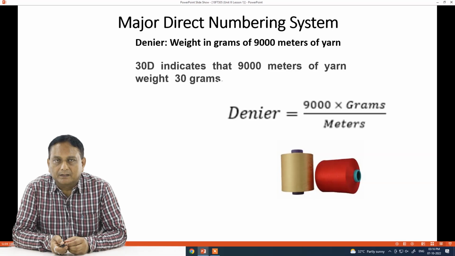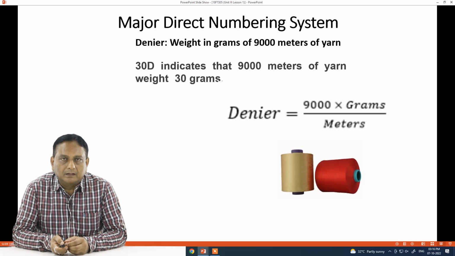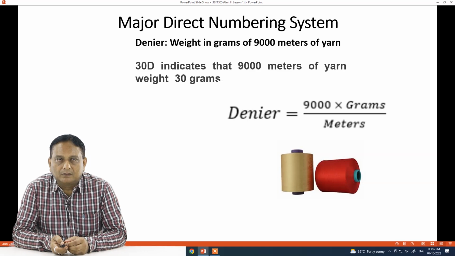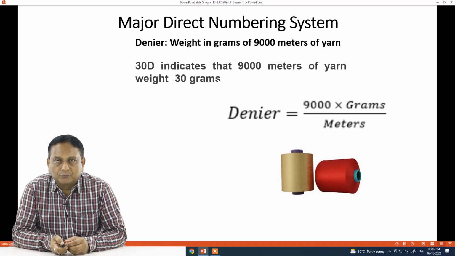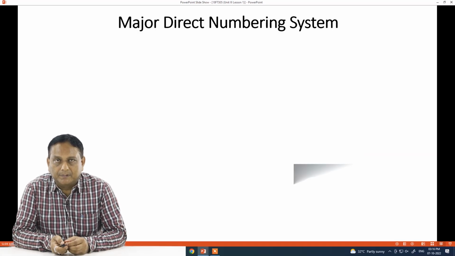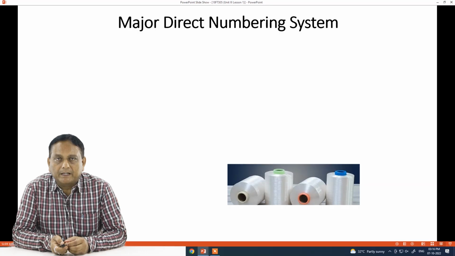So if we say 30 denier, what does it indicate? It indicates that 9000 meters of yarn weighs 30 grams. So that is called 30 denier. This is a direct numbering system.